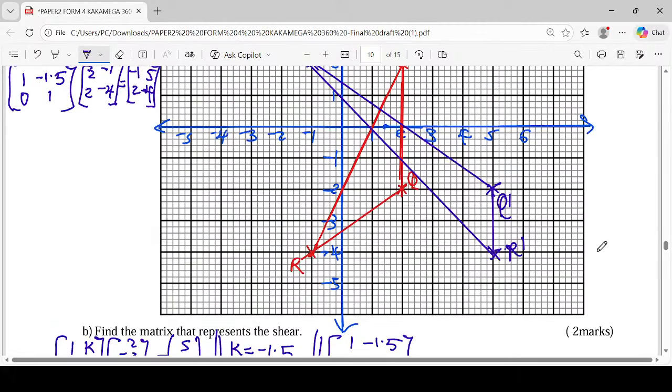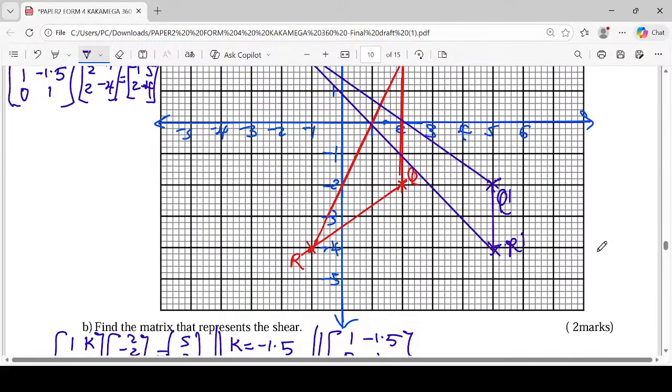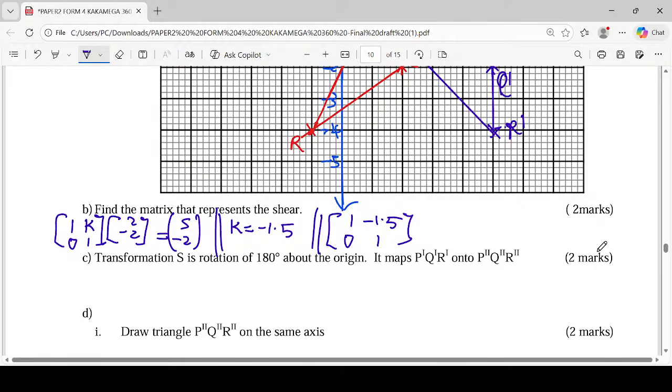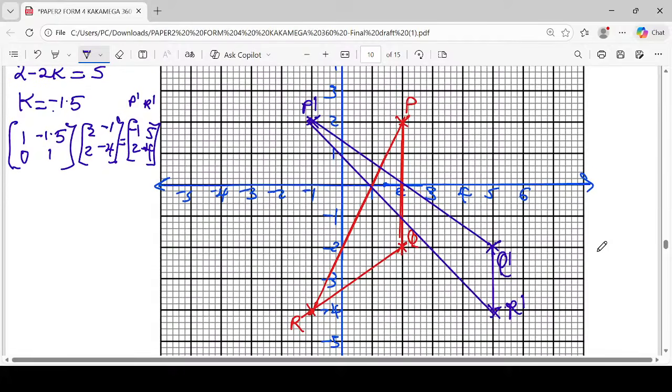Let's proceed. Part C, the transformation S is a rotation of 180 degrees about the origin. It maps P prime onto P double prime. It's a rotation about the origin.